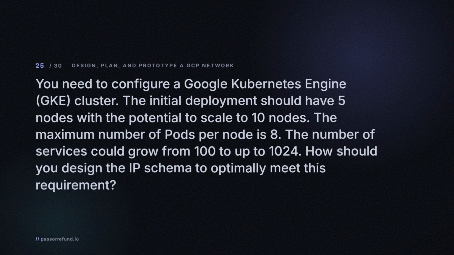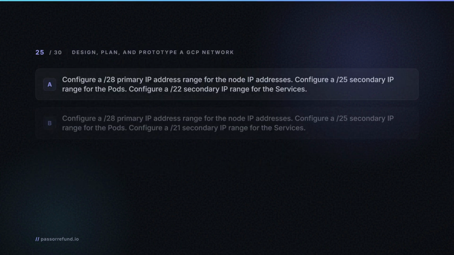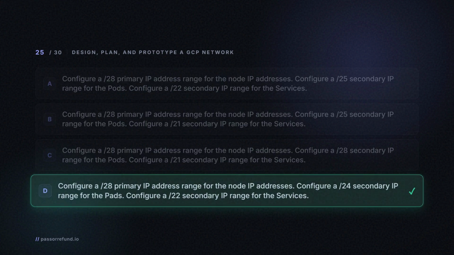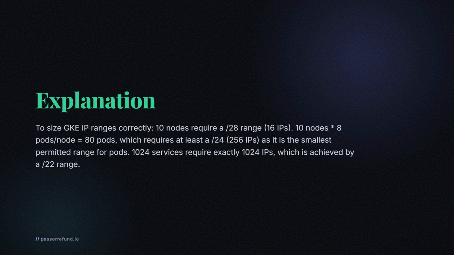Okay, let's tackle this. You need to configure a Google Kubernetes Engine, GKE, cluster. The initial deployment should have 5 nodes, with the potential to scale to 10 nodes. The maximum number of pods per node is 8. Now, the number of services could grow from 100 up to 1,024. Considering all that, how should you design the IP schema to optimally meet this requirement? Going with D. To size GKE IP ranges correctly, 10 nodes require a /28 range, 16 IPs.